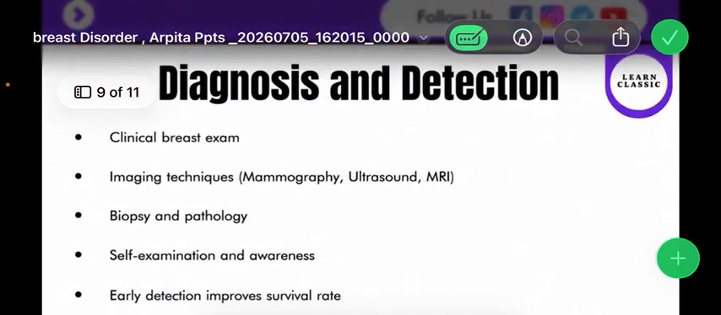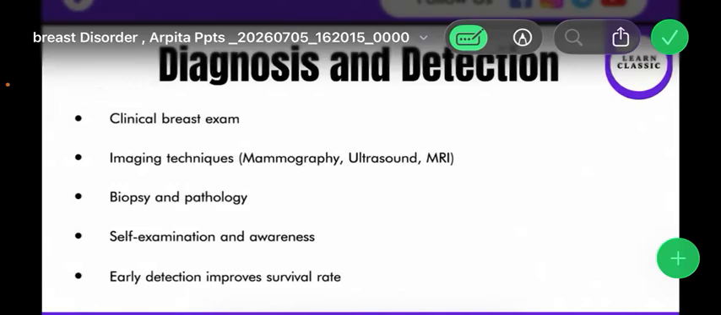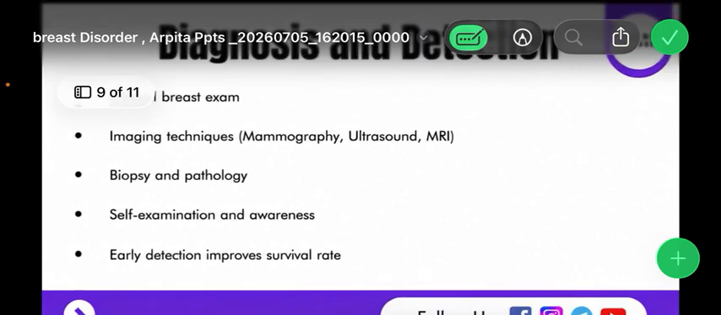Now diagnosis and detection include clinical breast exam, imaging techniques that is mammography, ultrasound and MRI, biopsy and pathology, self-examination and awareness, and early detection improves survival rate. So first you have to do an early breast exam. Early breast examination is important.